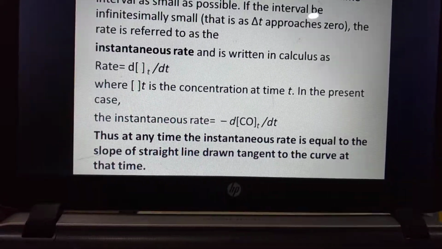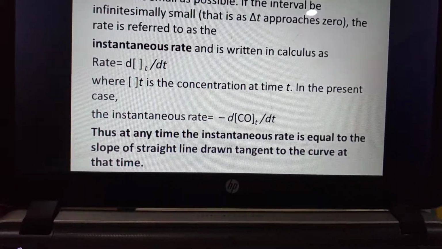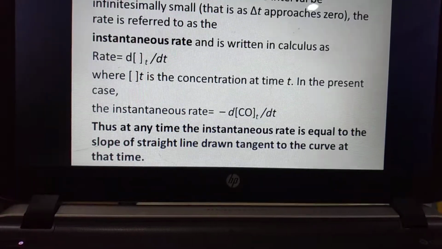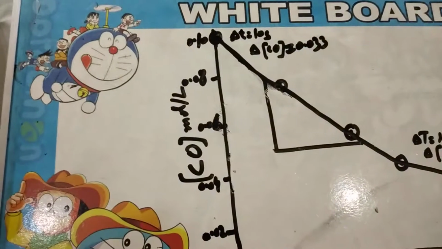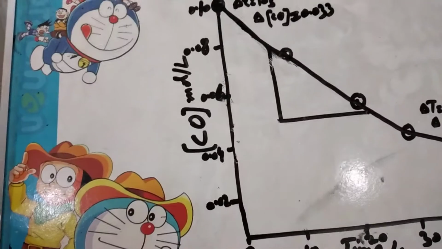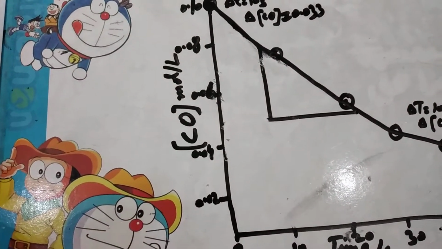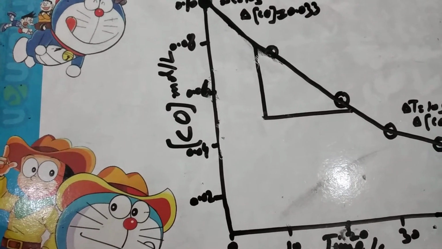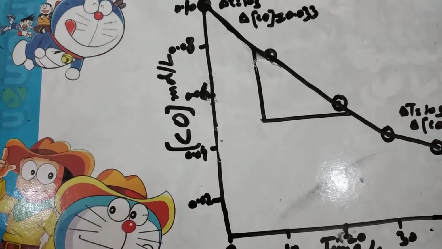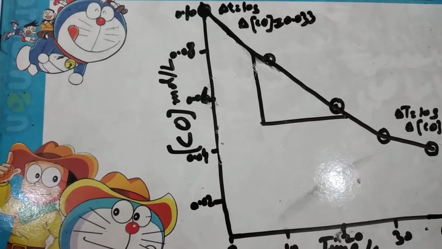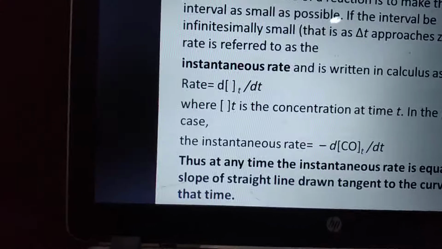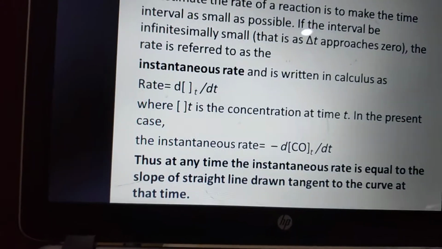Thus, at any time, the instantaneous rate is equal to the slope of the straight line tangent to the curve at that time. In this case, you take the slope dy over dx, and after 20 seconds, as I extend the line, its slope is 0.022 mole per liter per second. Similarly, 0.022 is the slope dy over dx.